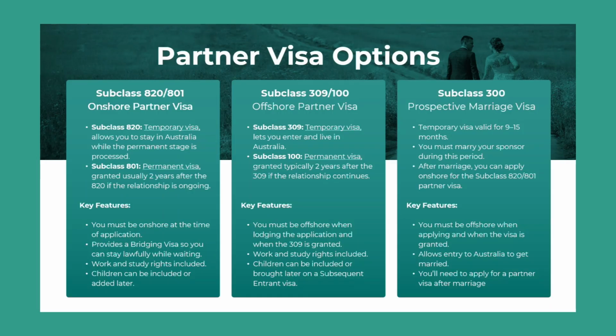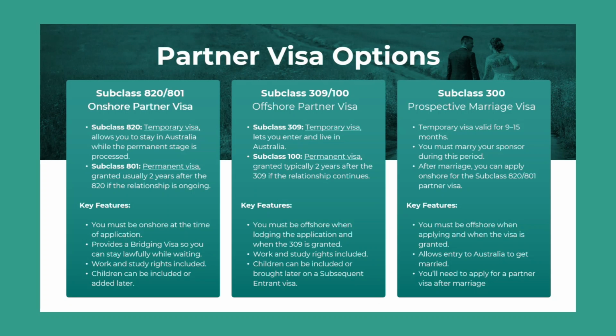As I've mentioned, the partner onshore visa is 820/801, and the partner offshore visa is 309/100. These subclasses are interconnected. When I say subclass, that's the 820 and then the 801, the numbers. For the partner offshore visa, the subclasses are 309 and 100. Why do we always use a slash? 820 slash 801, because they are connected, going from a temporary visa to a permanent one.